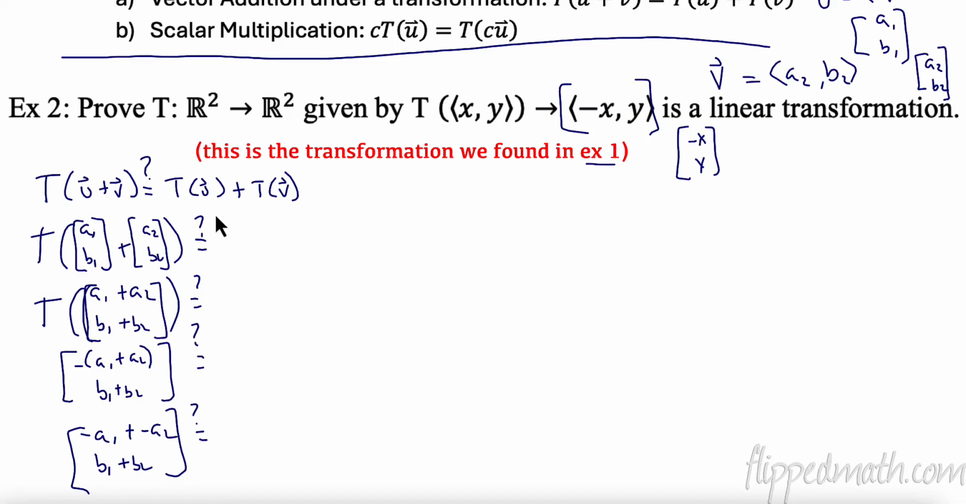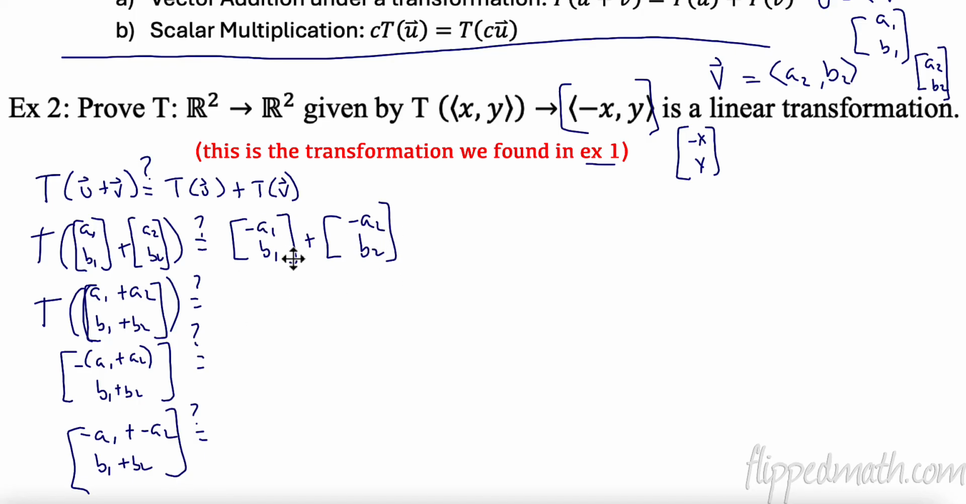All right, so let's come over here. We're going to do the transformation of u. So the transformation of u, again, was a1, b1. So when I transform it, that is going to transform into negative a1, b1. And the transformation of v is going to be negative a2, b2.